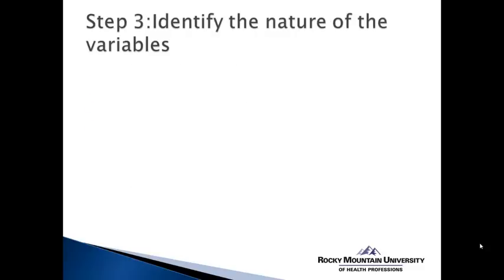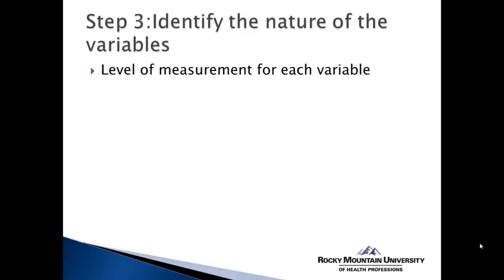Now the next step is to identify the nature of those variables. So we've kind of identified how many we're going to have, we've given them a definition, and we have an understanding of what the typical or acceptable range would be for each of those variables. So we next need to determine the level of measurement for each variable.